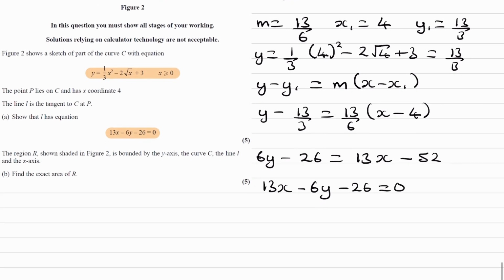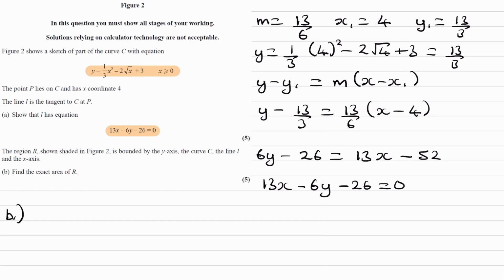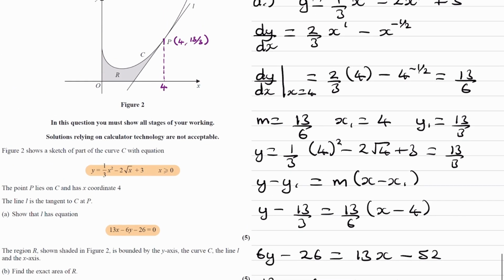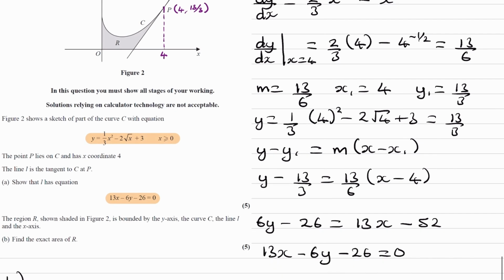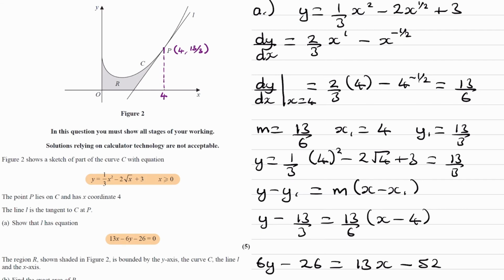So that's part A. For part B, we're told first of all that the region R, shown shaded in figure 2, is bounded by the y-axis, the curve C, the line L, and the x-axis. And it's shaded here, so we can see what region R is. We're trying to work out that area. We can do that by integrating the curve between x is equal to 0 and x is equal to 4. That will give us this whole area here, including this unwanted triangle. So we can work out the area of that triangle, take it away from the integral, and that will give us just the shaded region R.